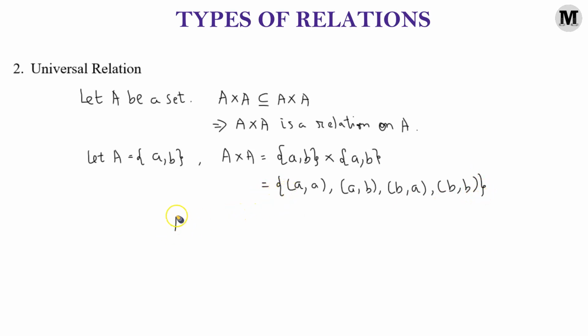So if we consider the relation R to be simply the Cartesian product of A with itself, what does it mean?